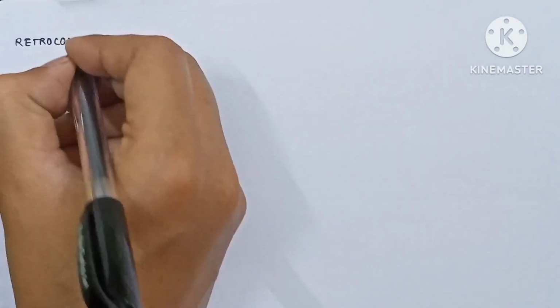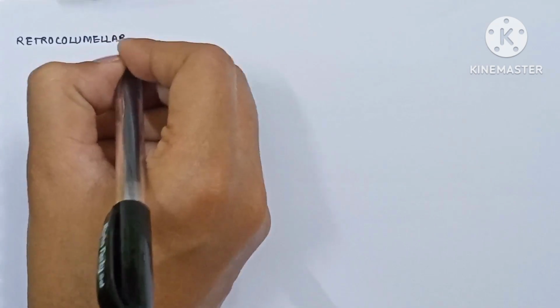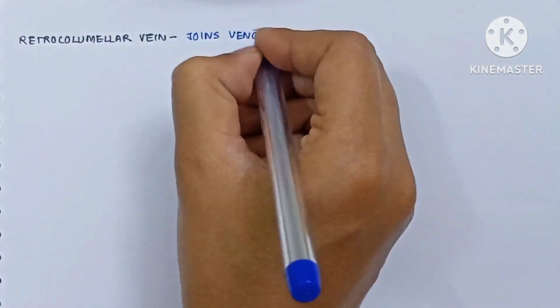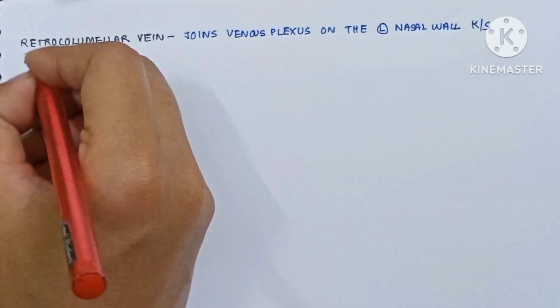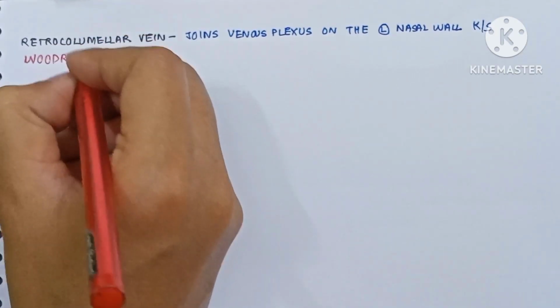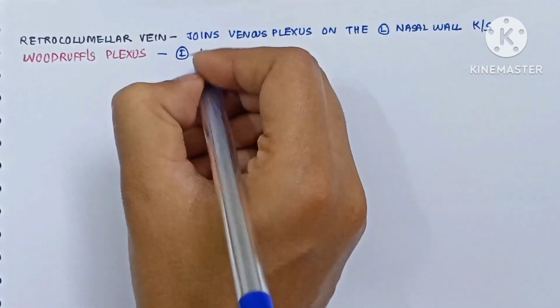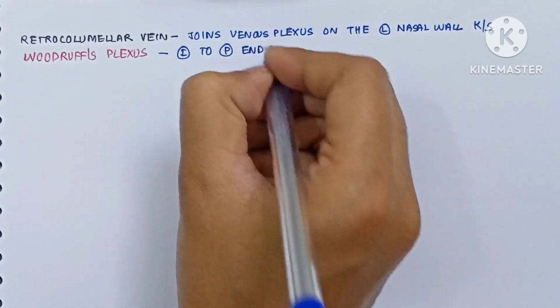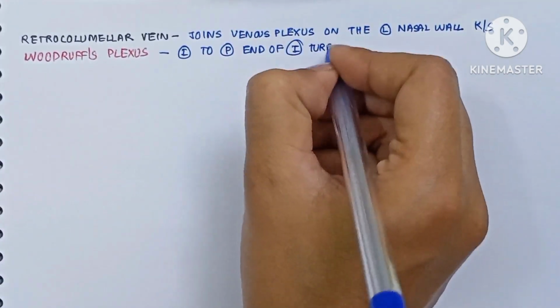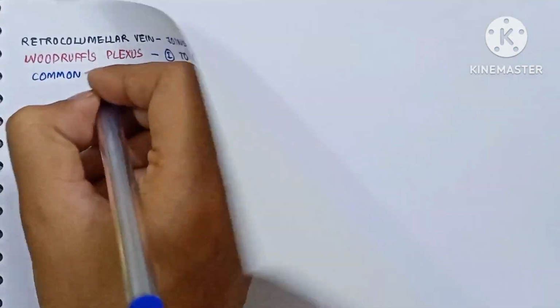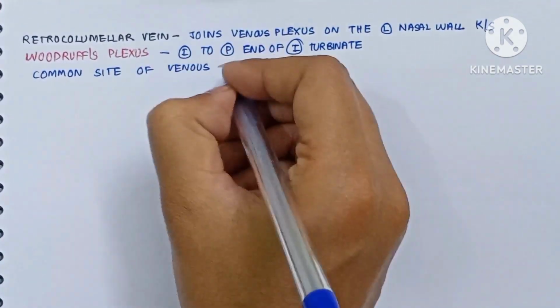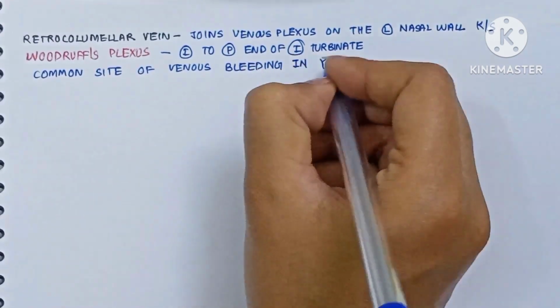The retrocolumellar vein joins a venous plexus on the lateral wall of the nose, also known as Woodruff's plexus, which is present inferior to the posterior end of the inferior turbinate. It is a common site of venous bleeding in young people.